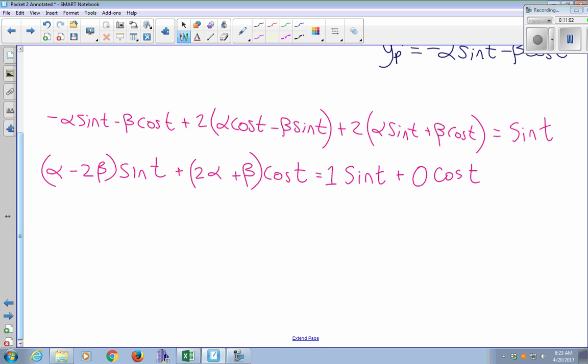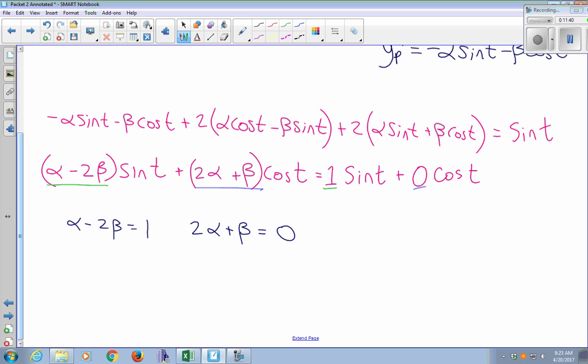Yeah, so I set it up so that the left-hand side is some stuff sine t plus some stuff cosine t. And then my right-hand side, I wrote the same way, something sine t plus something cosine t, so that I can now equate the coefficients. So 1 has to equal that, and 0 has to equal that. So I have 2 equations, 2 unknowns. Alpha minus 2 beta equals 1, and 2 alpha plus beta has to equal 0.